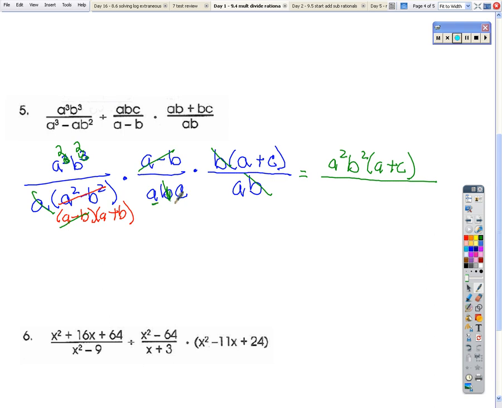And then down here, a times a is a squared, and a plus b. So I can do a little bit more canceling. A squared and a squared go. So my final answer is b squared, a plus c, all over a plus b.